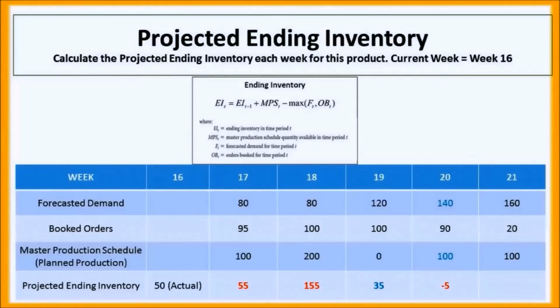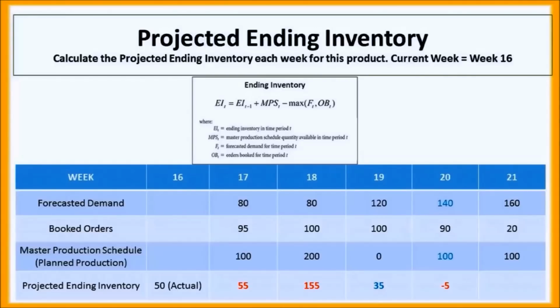Now week 20. The calculation is done the exact same way. We take the ending inventory from the previous week, 35, plus the master production schedule quantity, 100, minus the maximum of either the forecasted demand or the booked orders. In this case, the forecasted demand is larger than the booked orders, so we will use the number 140 there. So the calculation is 35 plus 100 minus 140 gives us a negative 5.